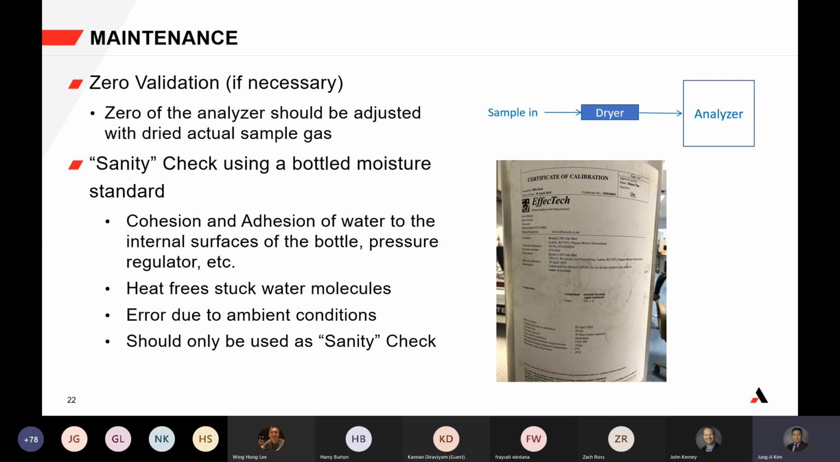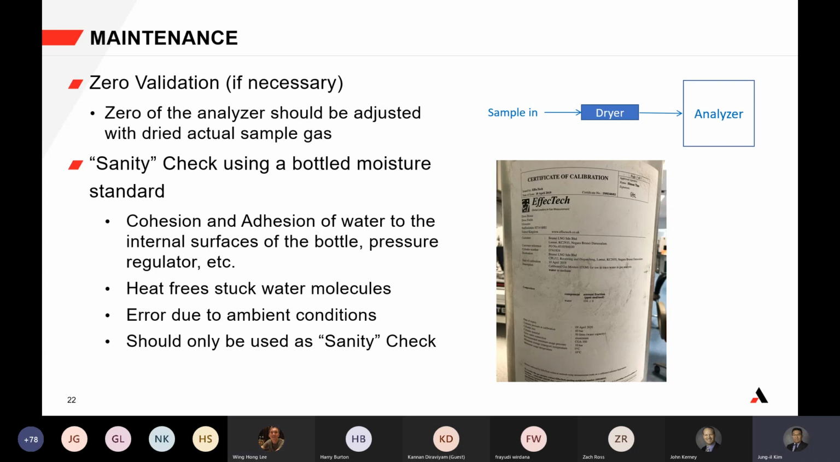For maintenance, if necessary, zeroing of the analyzer should be adjusted with dried sample gas to give the best results that also take the background gas into consideration. An emulsive dryer can be used to dry down the gas.